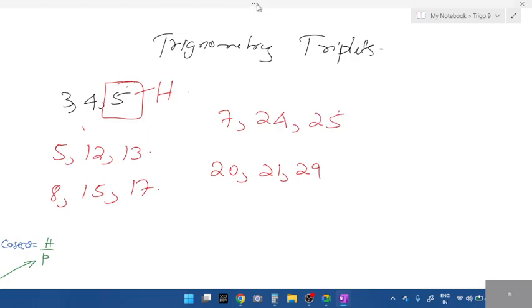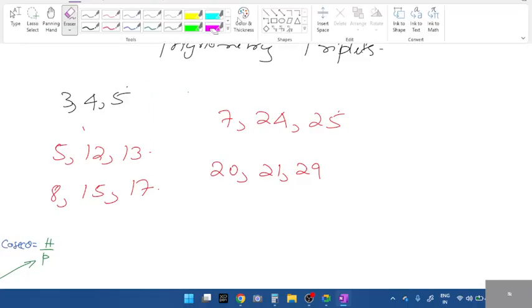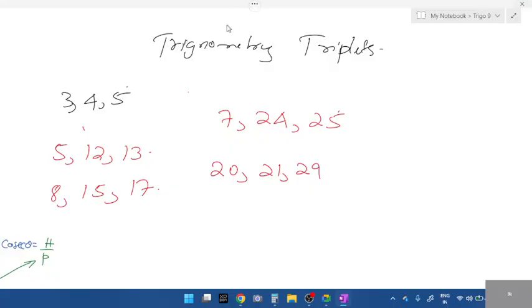In all these triplet values, the highest value is the hypotenuse. 13 is the hypotenuse, 17, 25, 29. Just go through this, students. I'll give you 2 minutes. Go through these values: 3, 4, 5, 5, 12, 13, 8, 15, 17, 20, 21, 29.